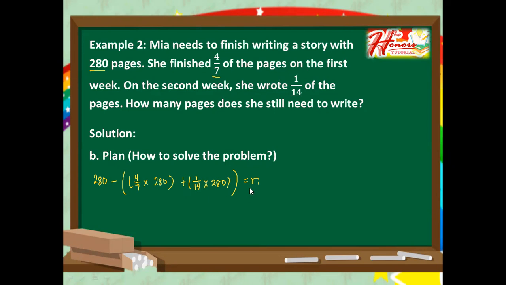And then why is it n? n is the representation of the final answer, because this is just the plan. We don't need to solve it yet, but we need to know how we are going to solve for it. That's why we just write our number sentence.